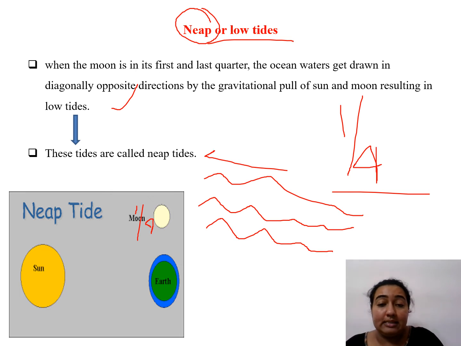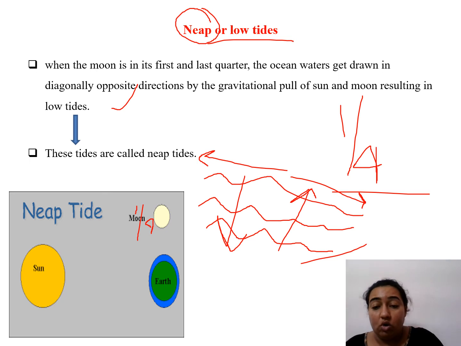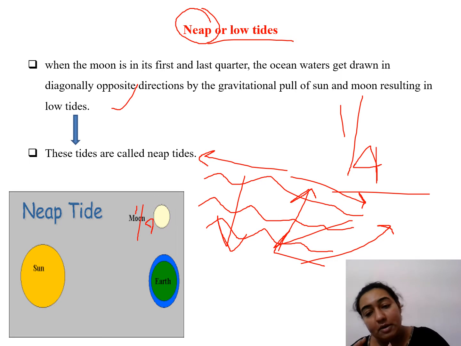One thing will go this side, other will go this side. One will go this side and other will go this side. ये diagonal भी हो रहा है and it is also in opposite directions.